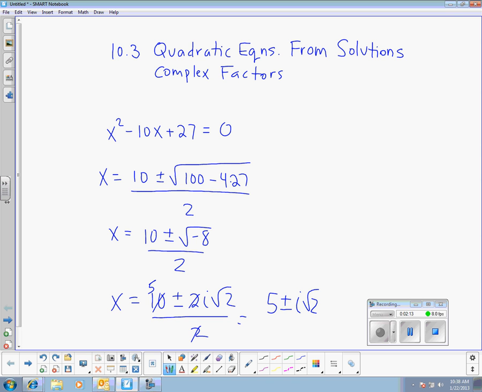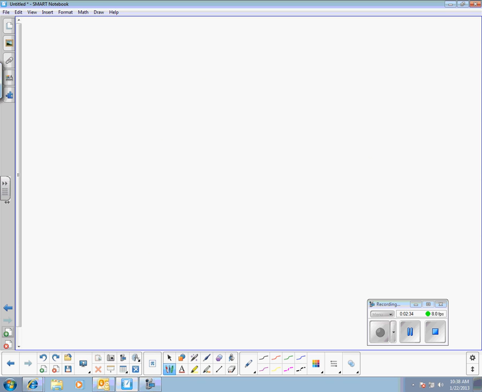And remember, these aren't x-intercepts. This particular parabola would float around somewhere above the axis. I don't know if that's exactly where it would go, but it does not touch the x-axis. But there are two values that will make it equal to 0, which are these two imaginary values, 5 plus i radical 2 and 5 minus i radical 2. So that's the first section of homework problems.